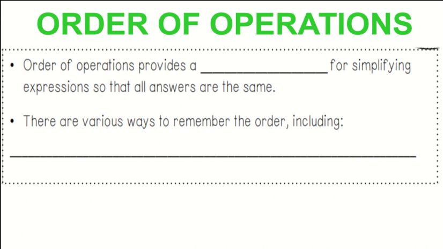So to start with, on your sheets there, order of operations provides basically a method for simplifying expressions so that all answers are the same. You want to follow these steps in the same order each time. If done correctly, it gives you the correct answers.